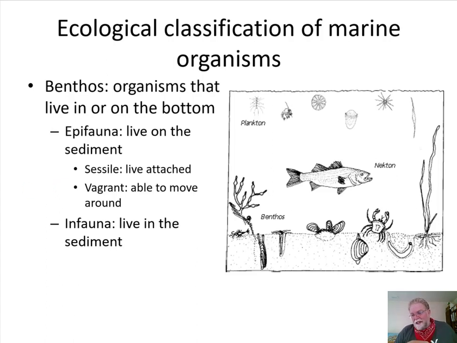I thought about getting some more spectacular pictures for this, but I like this one. You can see here plankton living. They're magnified. They're not literally that big usually. Living, floating in the water. Phytoplankton would be doing photosynthesis. Zooplankton would be eating the phytoplankton. Plankton, nekton swimming around, and then benthos, right? Epifauna living on the sediment, infauna living buried, sessile epifauna living attached, vagrant epifauna able to move around, right?